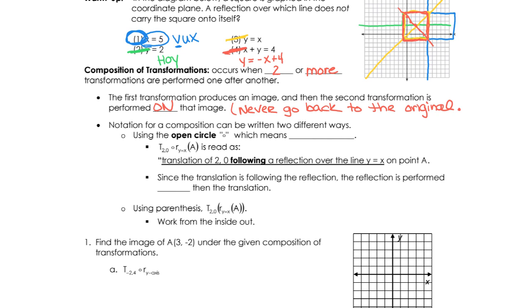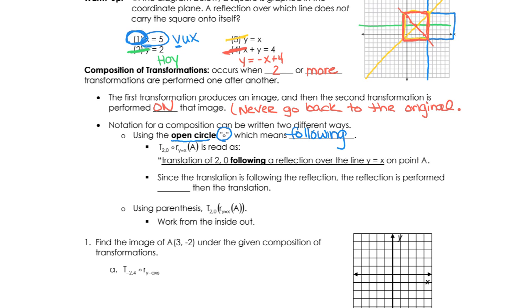Okay? There's notation for composition. They can be written 2 different ways. In one, you can use this little symbol. It's called an open circle. It looks like a degree symbol, but it's not up in the air. It's kind of like on the same line of writing, and so it means following.